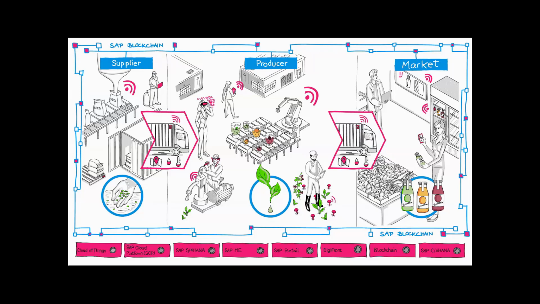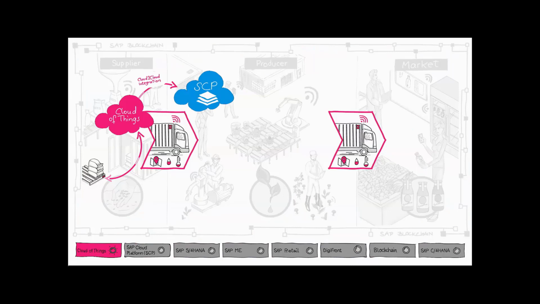So let's start with our cloud of things. The cloud of things is an IoT cloud that allows us to connect, let's say, IoT devices here, like this low-cost tracker within the pallet connected to the cloud of things, and measuring data regarding GPS, regarding humidity, regarding temperature, whatever, and transfer them into the cloud of things. The cloud of things also has a cloud to cloud connection immediately into the SCP, into the SAP cloud platform. And this cloud to cloud connector is, let's say, a kind of USB from cloud of things into SCP.